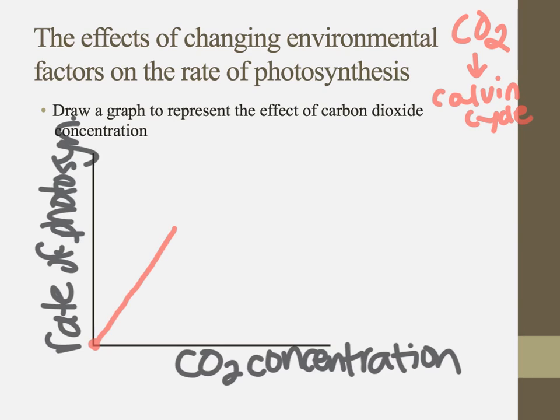Of course, there's a limit to that, so at a certain point, again, I'm going to get a plateau. For the same reason that I got a plateau with light intensity. All of the molecules and enzymes that are necessary for carbon fixation in that Calvin cycle are already working at maximum capacity. If I give them any more raw materials, it doesn't make a difference. And that'll do it for chapter 2.9 on photosynthesis.